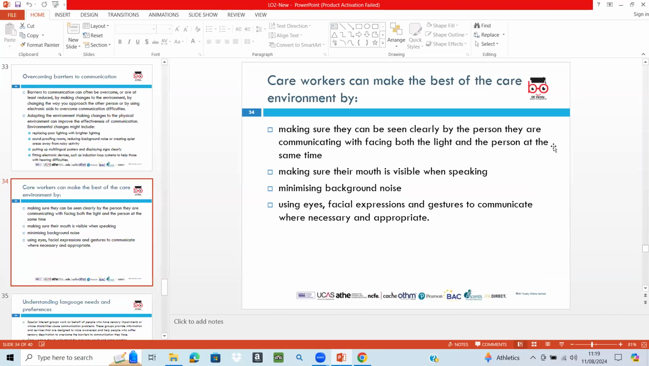Then care workers can make the best of the care environment. Sometimes we need to adapt the environment for better communication. Making changes to the physical environment can enhance communication.